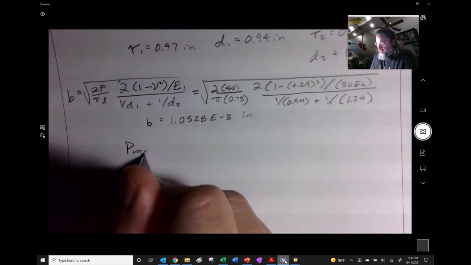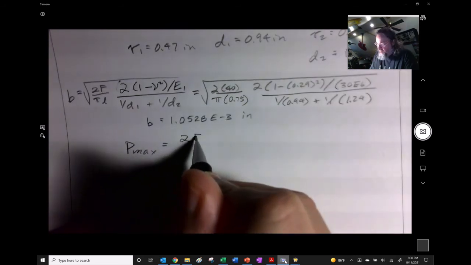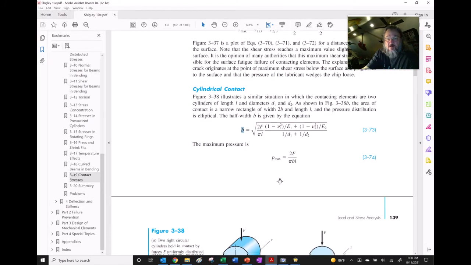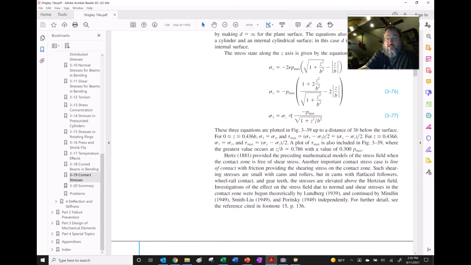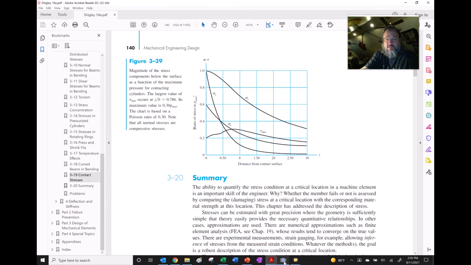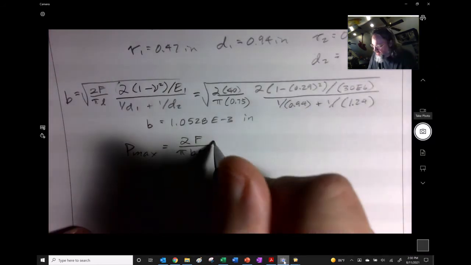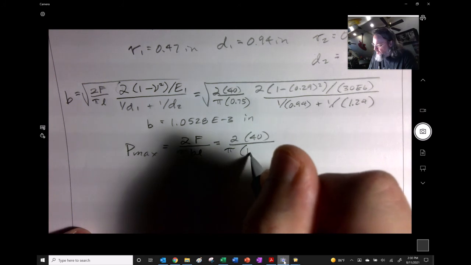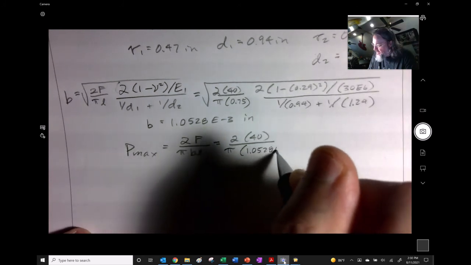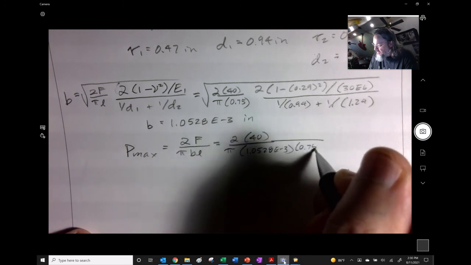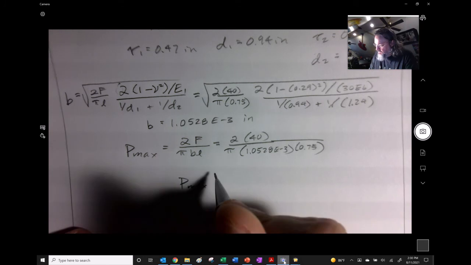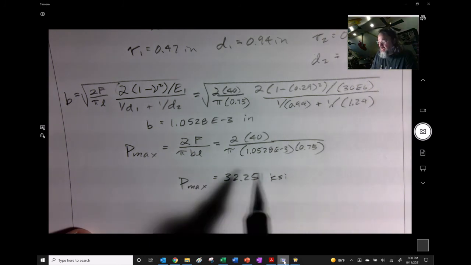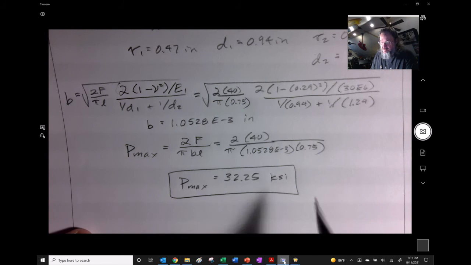So we get the P max, and that's going to be 2 times F divided by pi B L, right? That we found right there. Don't need any of these equations. We don't really need it actually, but that's okay. 2 times 40 divided by pi and 1.0528E-3 and 0.75, and we get a P max of 32.25 KSI. I went ahead and made it into KSI, so I divided this by 1,000 and then wrote it down because I'm lazy.